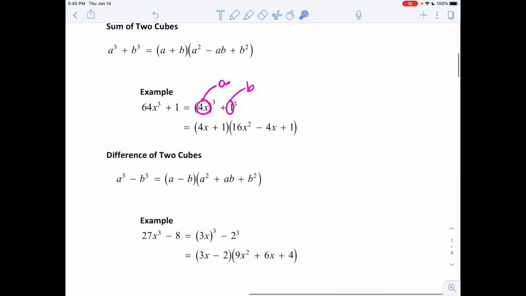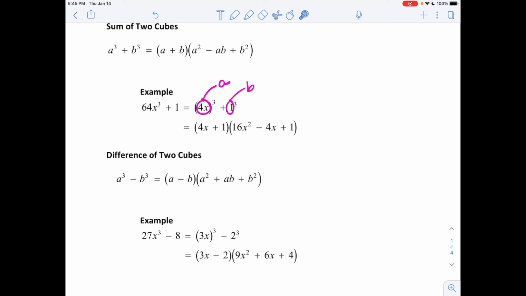Difference of two cubes is similar. Just notice that because there is a negative sign here instead of a positive sign, we have the opposite sign here. We have a negative here, and the negative that we had here becomes positive. The plus b squared is common to both of these. That is always going to be a positive there. Let's look at an example.